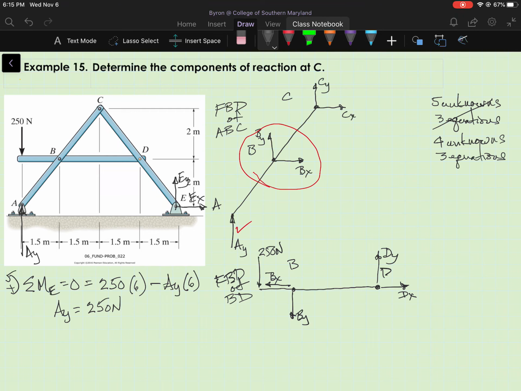So now let's count up the unknowns and equations. I've added 2 more unknowns to my overall collection of free body diagrams here. I've added d y and d x, but again, b x and b y shown on the free body diagram of BD are already accounted for in the free body diagram of ABC, so it does not increase my number of unknowns. So I had 4 unknowns, now I'm up to 6.